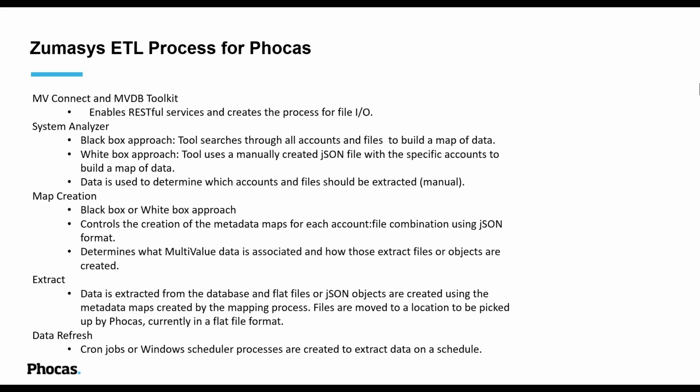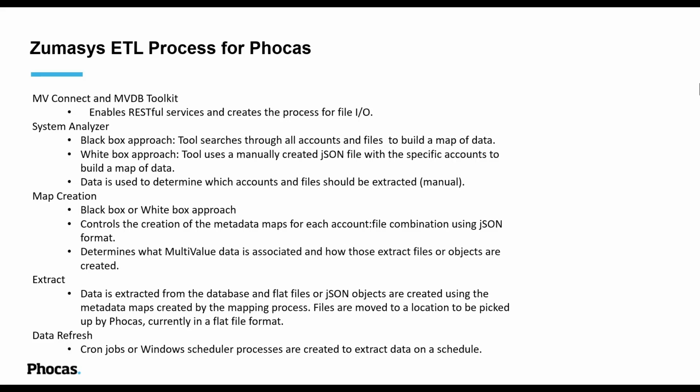You can tell the map creation process to go in and just map everything. And it's going to go look for those accounts and files and find out what value, what attributes are used. Are they multi-valued? Are those multi-values associated? Are there sub-values? And it's going to create these maps showing us where the data is. And then we can use that to extract the data.